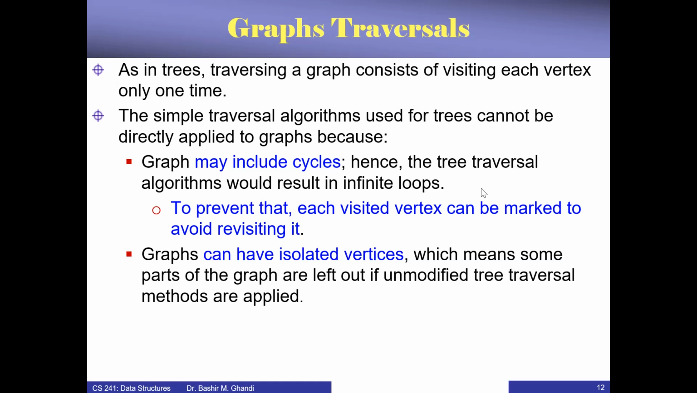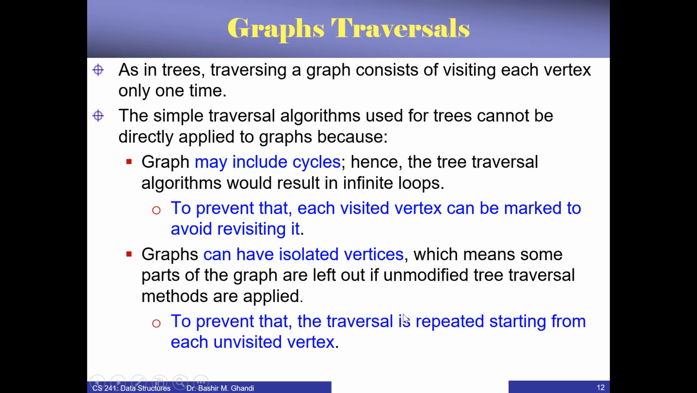Now, the second problem you may have comparing with trees is that in graphs, a vertex may be isolated. So if you only rely on reaching a vertex by following the edges, this particular vertex has no edge linking to it, so you will never be able to visit it. That's what we're saying here, which means some parts of the graph are left out if we follow the tree traversal algorithm directly.